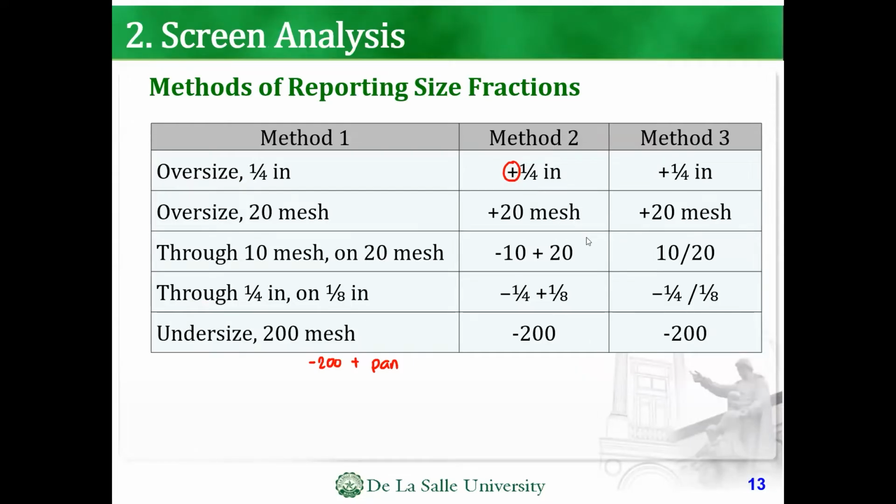And then for the methods of reporting, if it's oversized or lays on top of the screen, typically you'll see the plus symbol. If it's undersized, it's usually negative, and then plus the pan, because the pan is the last. So again, here, this means it passes through 10 and then is retained on mesh 20.